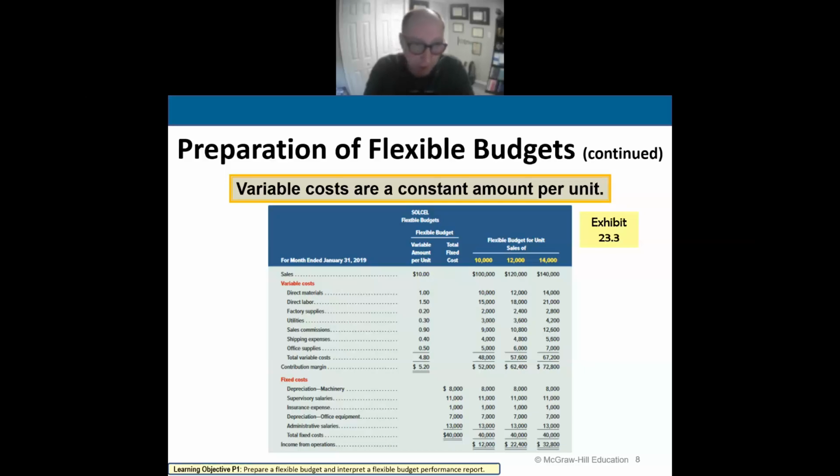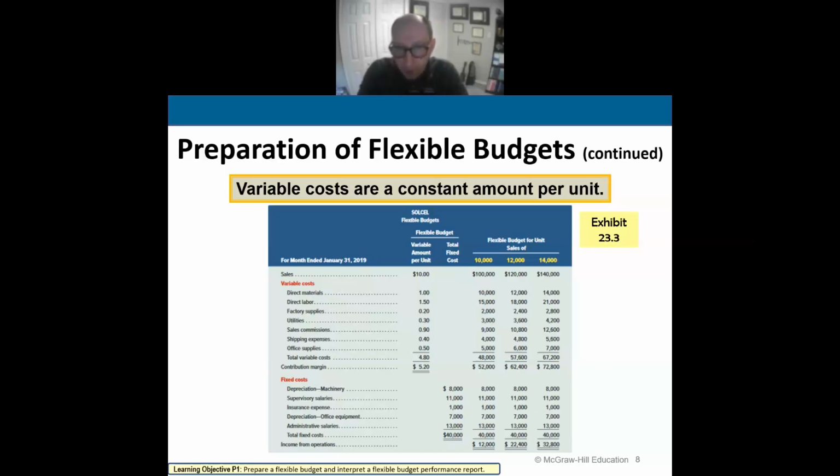We have sales, we have variable costs, and fixed costs. Remember, the fixed costs will remain the same regardless of the level of activity. However, my variable costs will rise or fall with the level of activity. So if I'm going to create a flexible budget, I'm going to create what we call levels of activity.